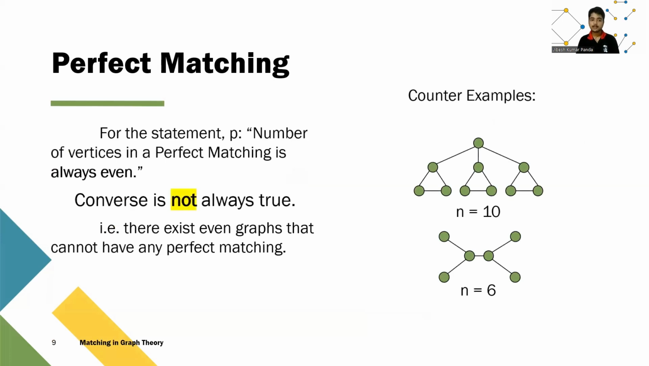Next, for this statement that the number of vertices in a perfect matching is always even, the converse is not always true. Means we cannot ensure that if the graph has an even number of vertices, it should have a perfect matching. Here are some counter examples. We can look at them. The first graph contains 10 vertices and the second one contains 6 vertices, but none of them have a perfect matching.